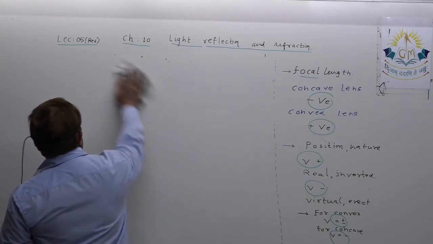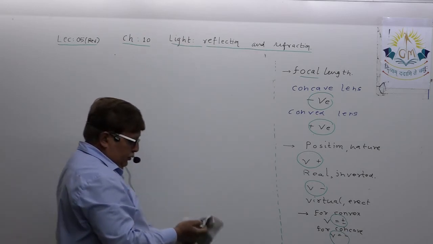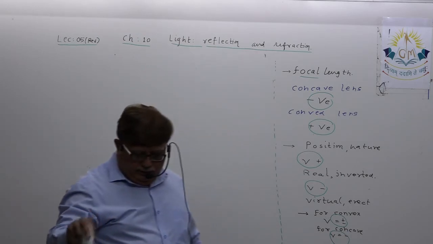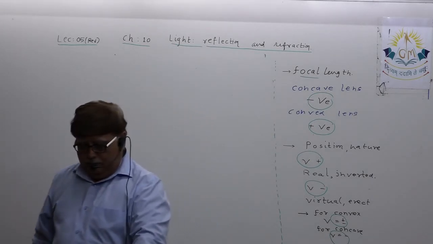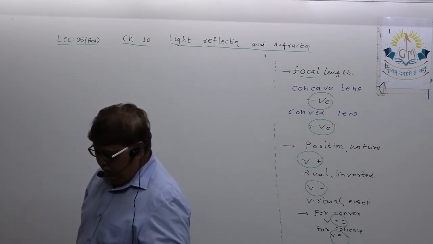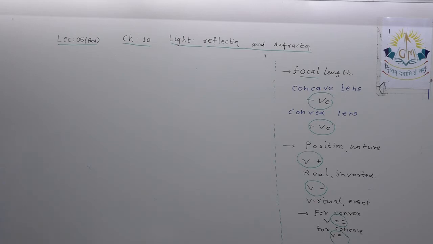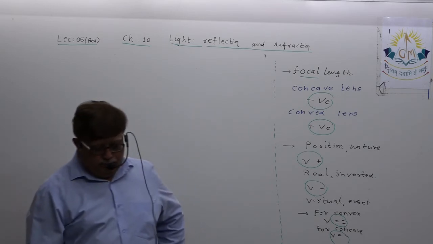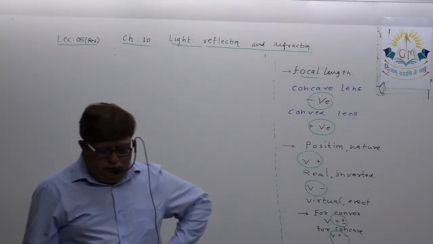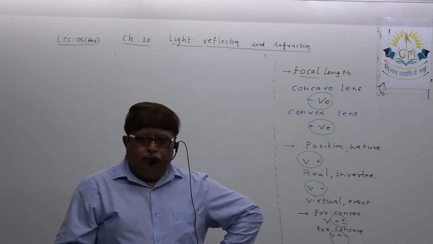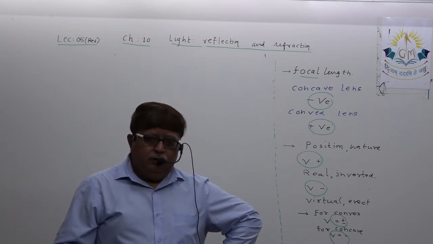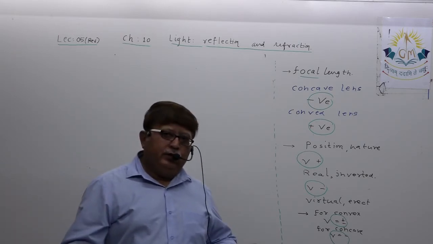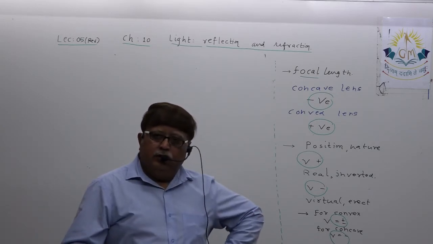Number 23. First, before I start discussing that particular example, you just read it yourself, and then we will target this particular example. First you just have a look at the sum. What is given in the data? Power of convex lens. Obviously, concave lens has got negative power and convex lens has got positive power.